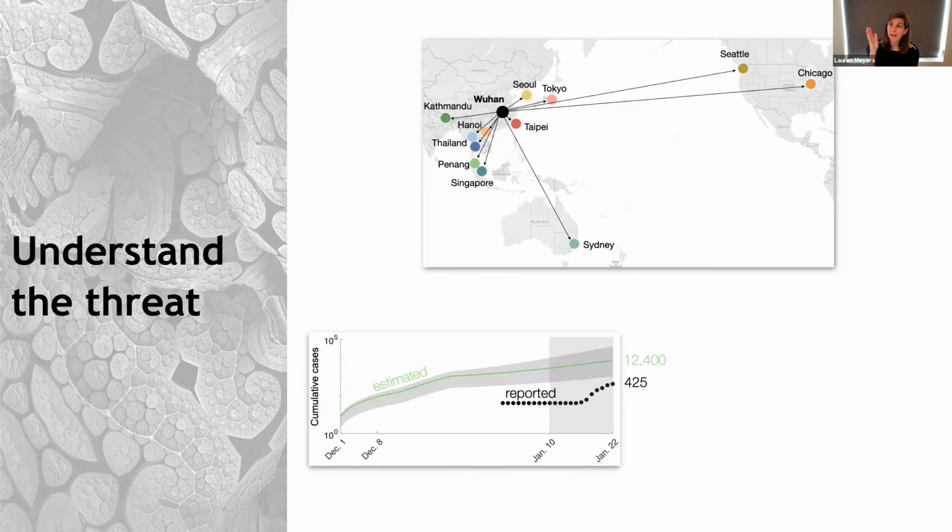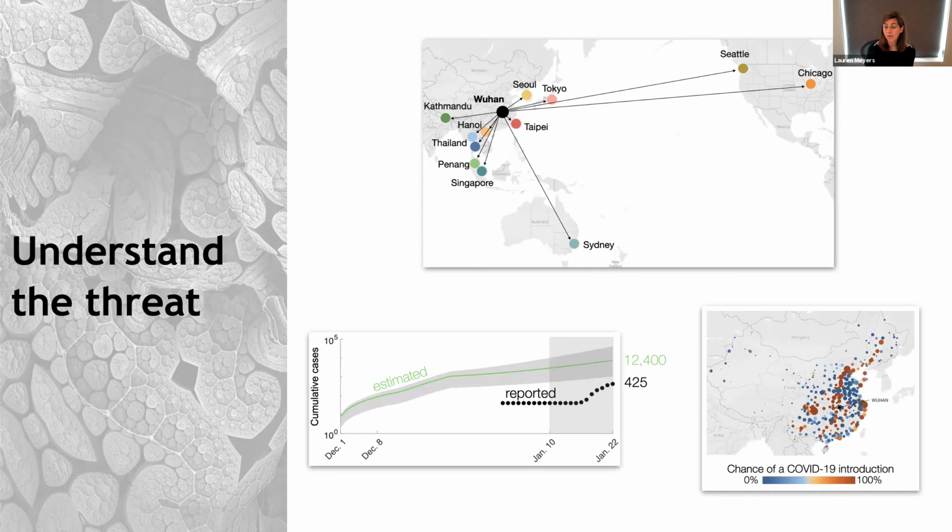We estimated that by January 22nd, which is the date that China locked down Wuhan, China had only reported 425 cases. We estimated that there were probably closer to 12,400 cases. And that by the date of that lockdown, the virus was already spreading in at least 100 other cities in China. And unfortunately, in the weeks that followed, we all learned that this was, of course, true, that the virus had already started its spread around the globe and that there were far more cases than reported in China.